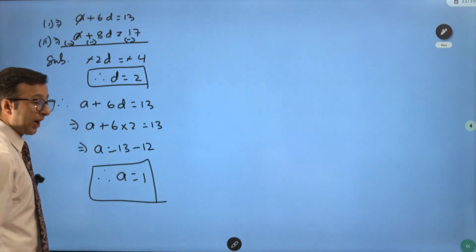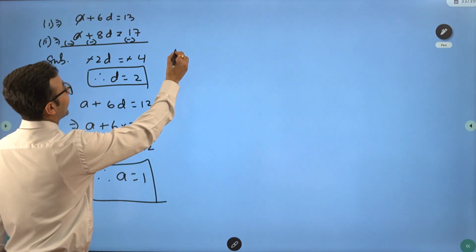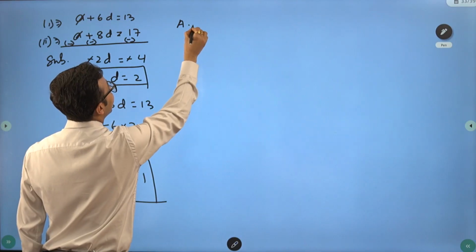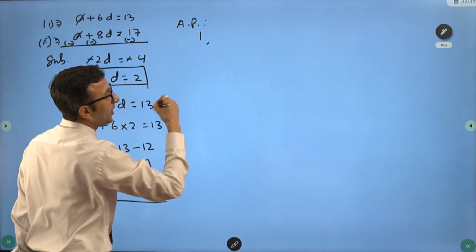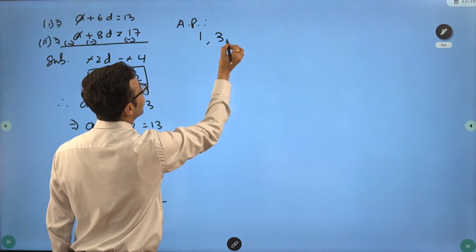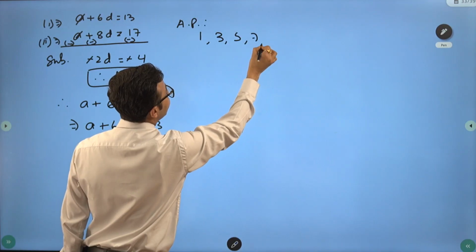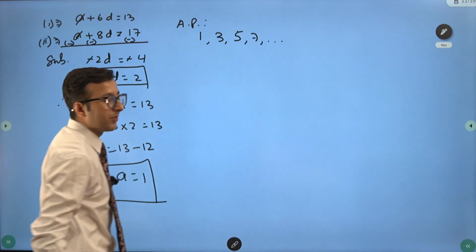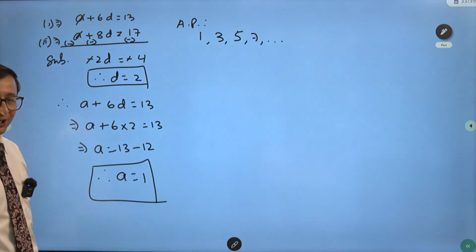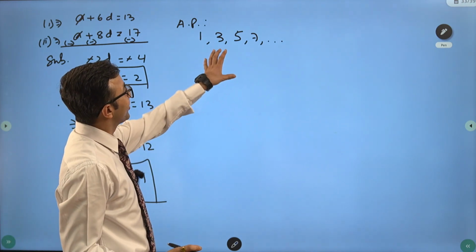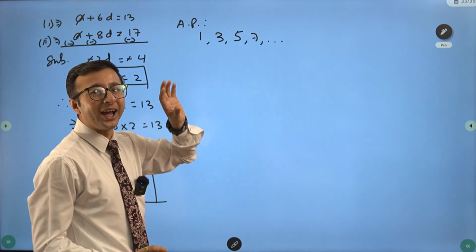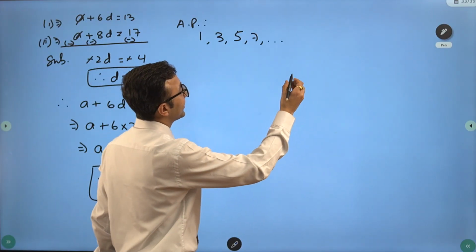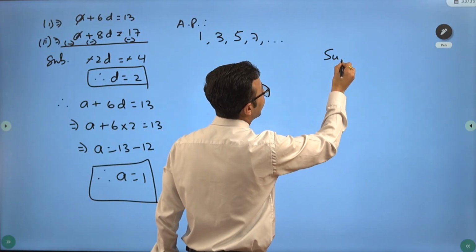So the first term is 1, the common difference is 2. If you want to find the AP, the first term is 1, the common difference is 2. Then what will be the second term? 3, another is 5, another is 7. And this is the sequence of odd numbers. This is a very interesting sequence. I will tell you the reason behind this after finding the sum of the first n terms.